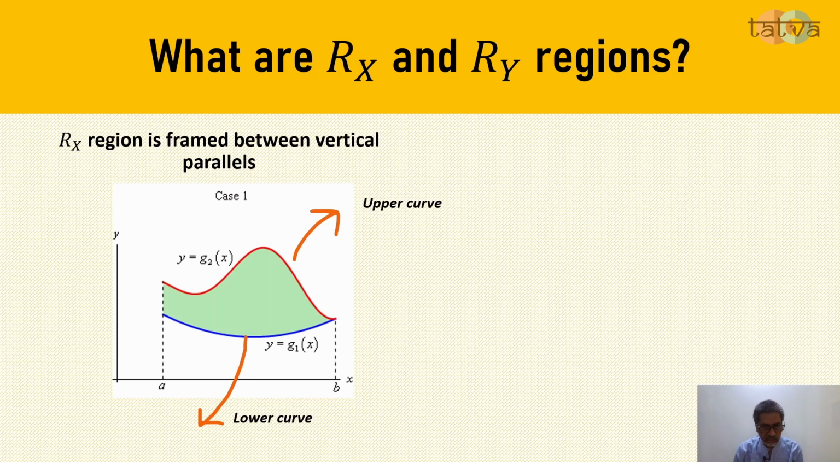So we can describe this region as bounded by the vertical lines x is equal to a and x is equal to b, and then by the lower curve y is equal to g1(x) and the upper curve y is equal to g2(x).